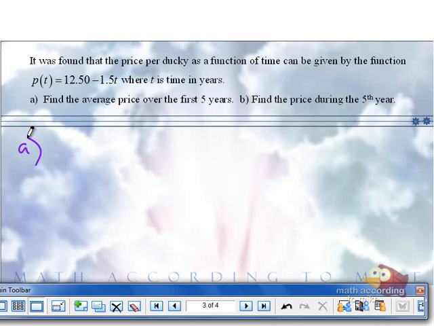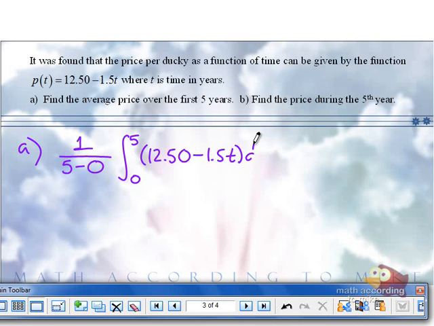Okay. So all we do, as far as the setup is concerned, since it's over the first 5 years, then your a and b respectively are 0 to 5. So you're going to say 1 over 5 minus 0 times the integral of 0 to 5 of your function, 12.50 minus 1.5t. But notice your variable is t, not x.